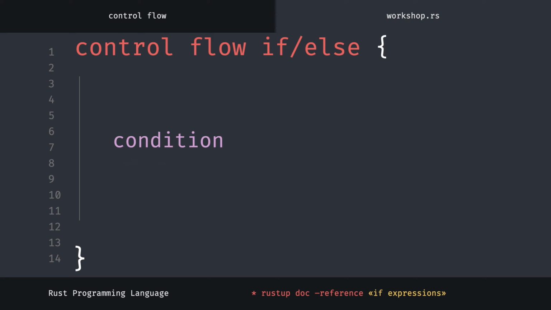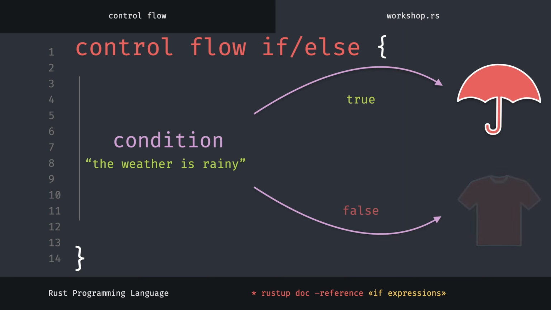Let's have a condition that it's rainy. If it's raining and we are going out, we need to take precautions. Here we can express it as if it is rainy, take an umbrella. And if it is not rainy, wear a t-shirt. It may make different decisions depending on whether the condition we have stated is true or not.